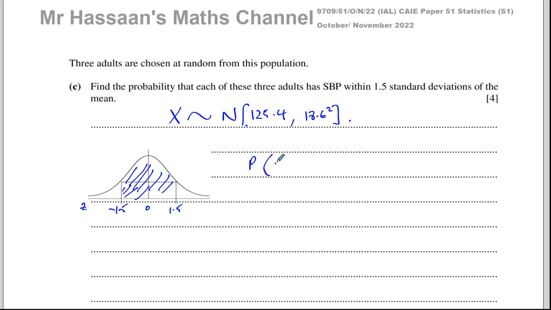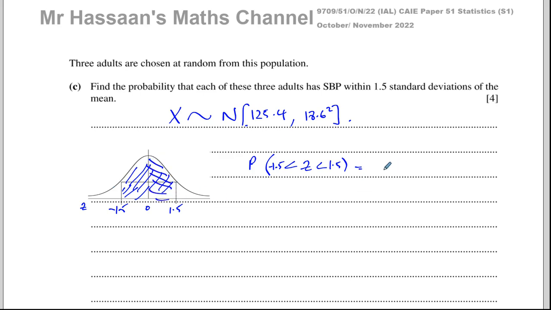We're going to find the probability that Z is between minus 1.5 and 1.5 standard deviations above the mean. We already have it standardized. I want to find this area between these two, so I would find what this area is first.